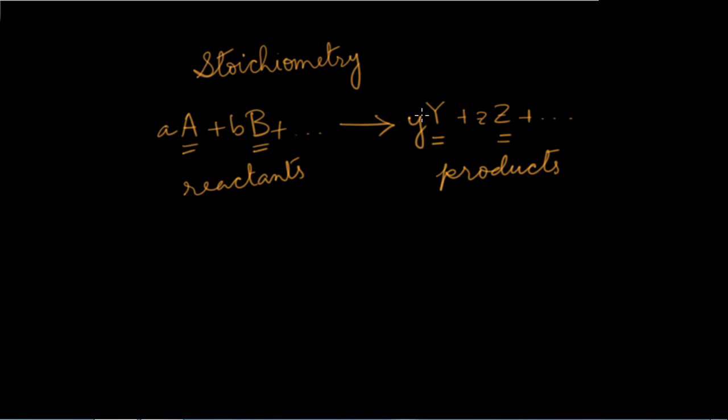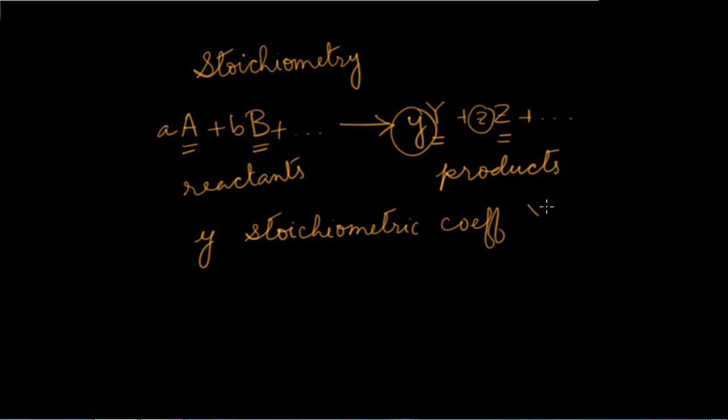And these small y and small z are the corresponding stoichiometric coefficients. So small y is the stoichiometric coefficient for y, and small z is the stoichiometric coefficient for product z. And when we talk about reactants, you have to be very careful.